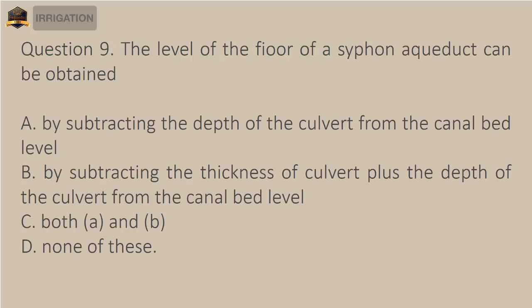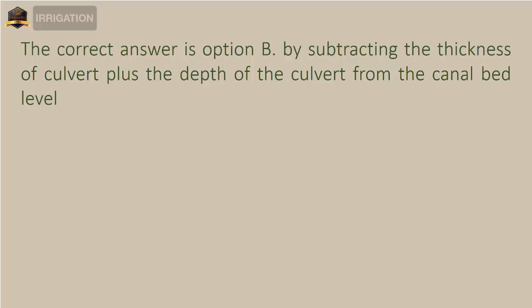Question 9. The level of the floor of a siphon aqueduct can be obtained A. By subtracting the depth of the culvert from the canal bed level. B. By subtracting the thickness of culvert plus the depth of the culvert from the canal bed level. C. Both A and B. D. None of these. The correct answer is option B, by subtracting the thickness of culvert plus the depth of the culvert from the canal bed level.